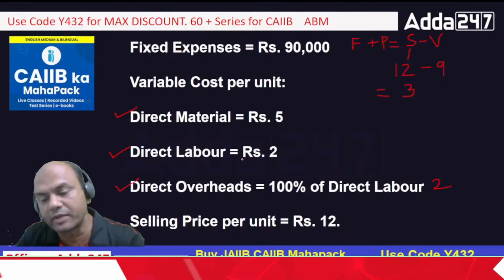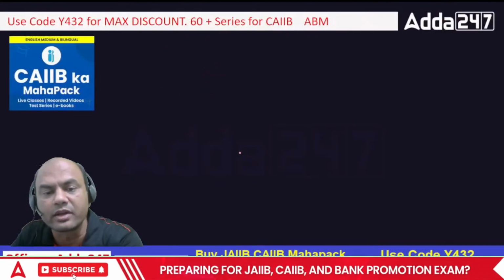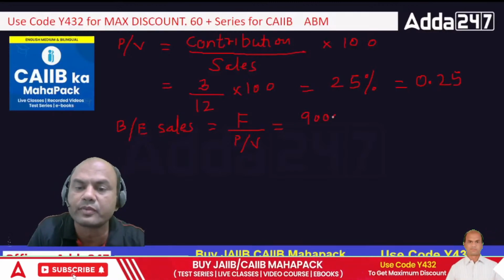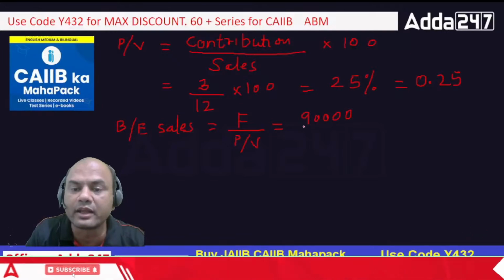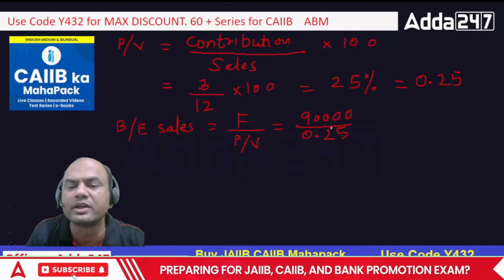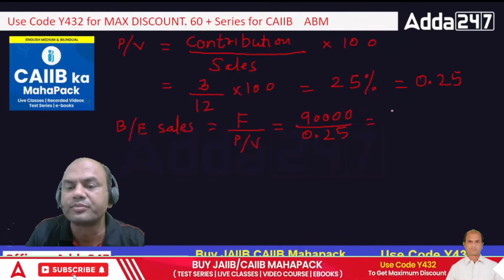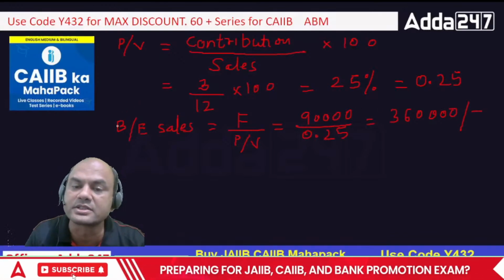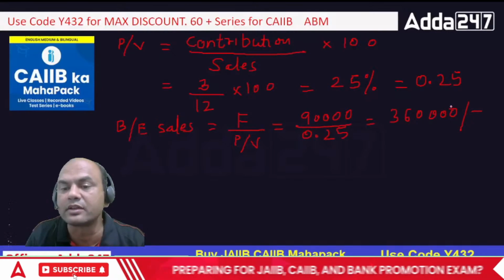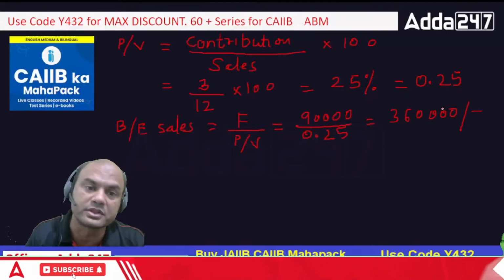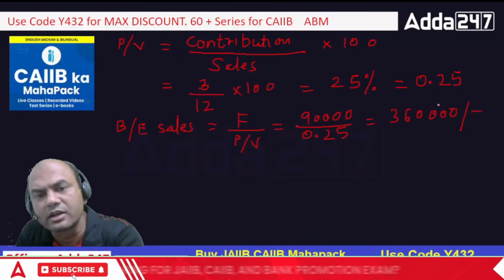So getting back, the question is break-even sales. Fixed cost is 90,000 upon 0.25. Into 4 you can just do it, isn't it? So 3,60,000. That is my break-even sales. Once I make a sale of 3,60,000, I will be at a level of no profit, no loss.